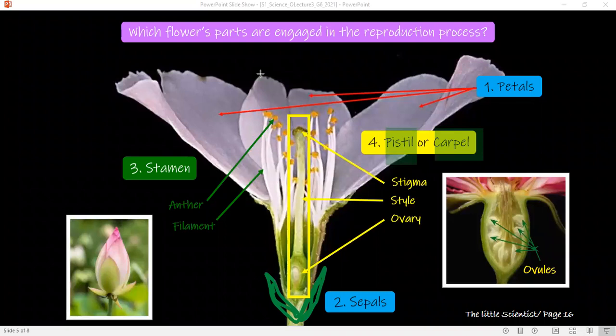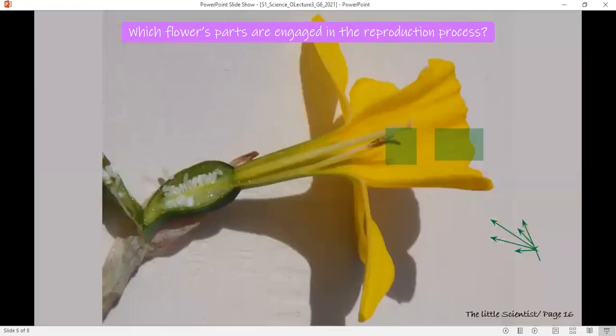Again, a flower shows different parts engaged and they help in the plant reproduction. So all of these parts will help in making the baby or the seed inside the flower. Here is a real picture of a flower. The petals of the flower are yellow.